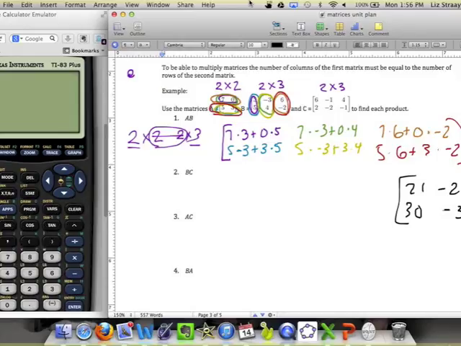So one thing that can save you some time is thinking about those dimensions and deciding first if it's even going to be possible or not before we jump to our calculator. And then if it is going to be possible, then we can work it out on the calculator. So for number 2, B has dimensions of 2 by 3, and C has dimensions of 2 by 3. Those middle numbers don't match. This one's not possible.